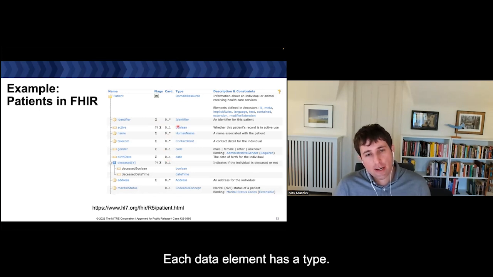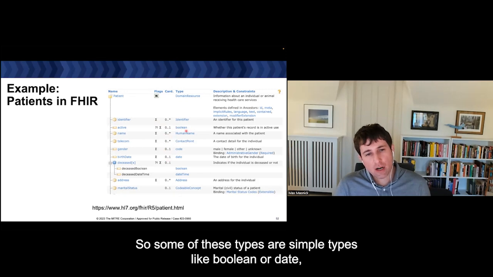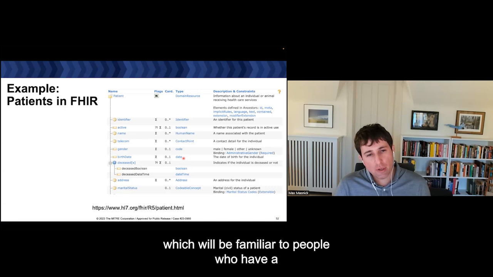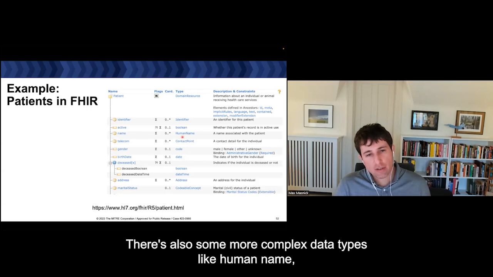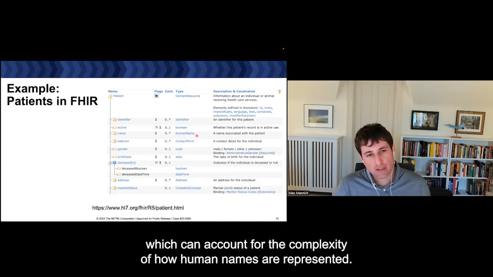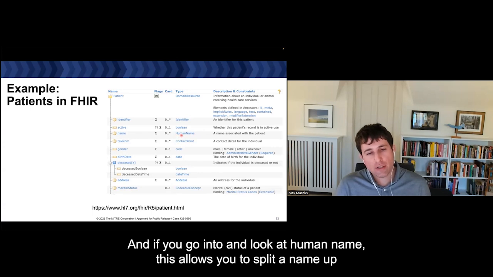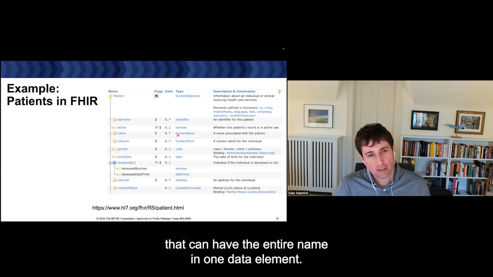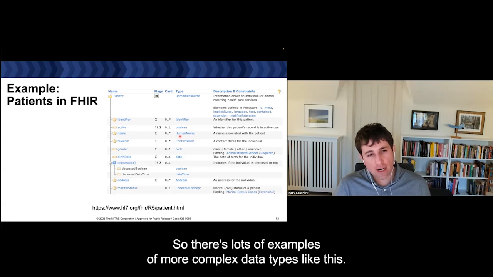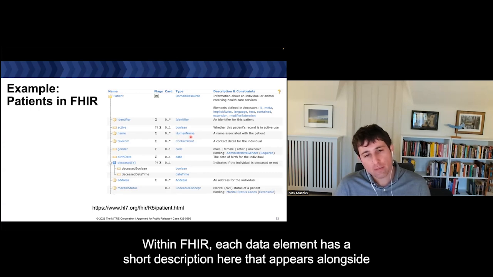Each data element has a type. Some of these types are simple types like Boolean or date, which will be familiar to people who have an informatics or a computer science background. There are also some more complex data types like human name, which can account for the complexity of how human names are represented. If you look at human name, this allows you to split a name up into a family name and multiple given names, or just a single string that can have the entire name in one data element. So there are lots of examples of more complex data types like this within FHIR.